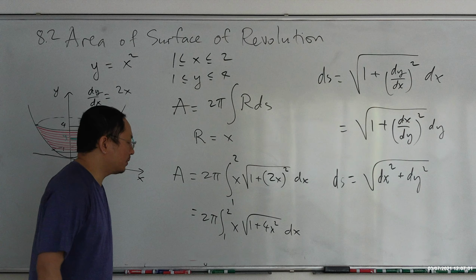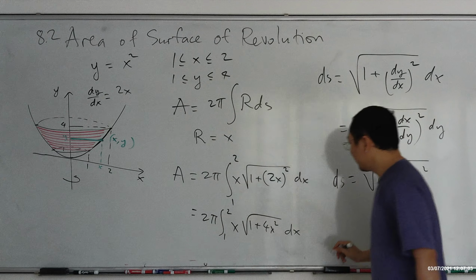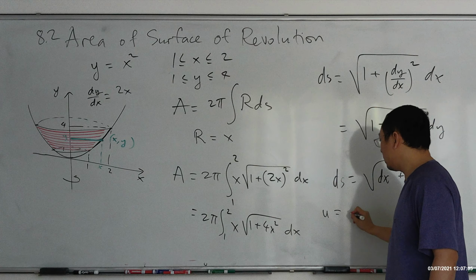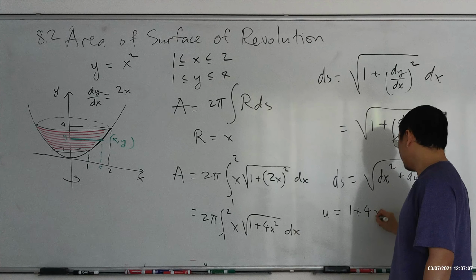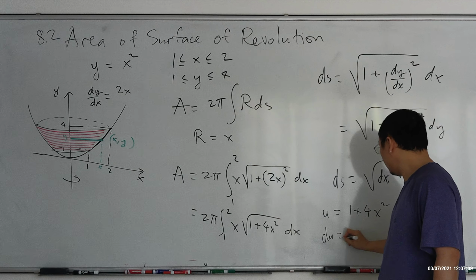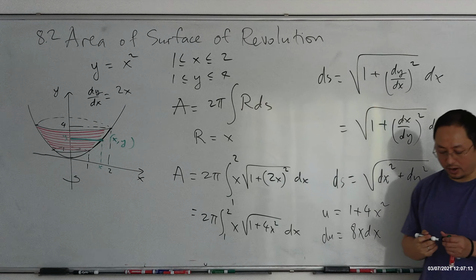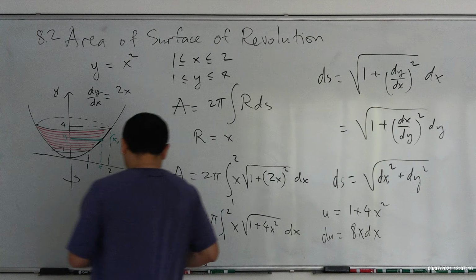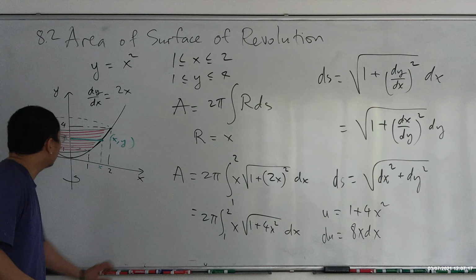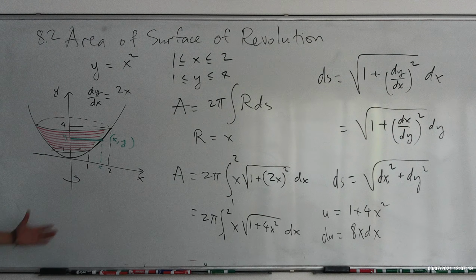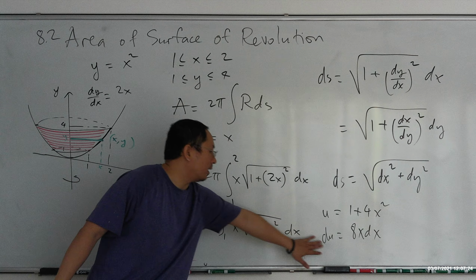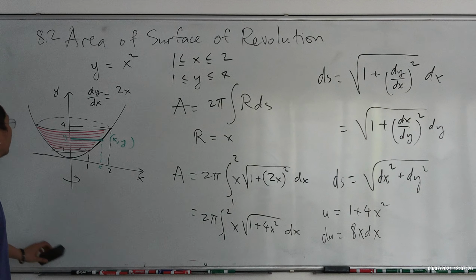And this integral is pretty doable. You can let u equal to 1 plus 4x squared, and you have du is 8x dx. That should take care of the problem. All right. Now, let me move to another problem, okay? So I'll let you finish the problem right here. The rest shouldn't be too hard.